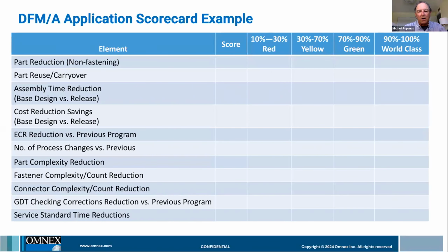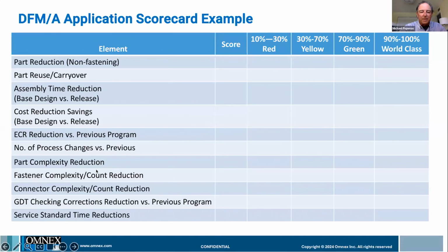Here's a classic scorecard for design for manufacturing and assembly. Part reduction, non-fastening. Part reuse and carryover. Assembly time reduction, base versus a release. Cost reduction savings that come along. Engineering change requirements or requests. Reduction versus previous programs. Number of changes versus previous in the current program.